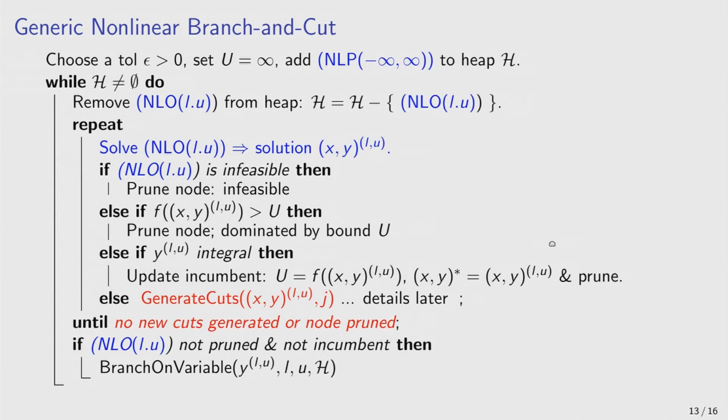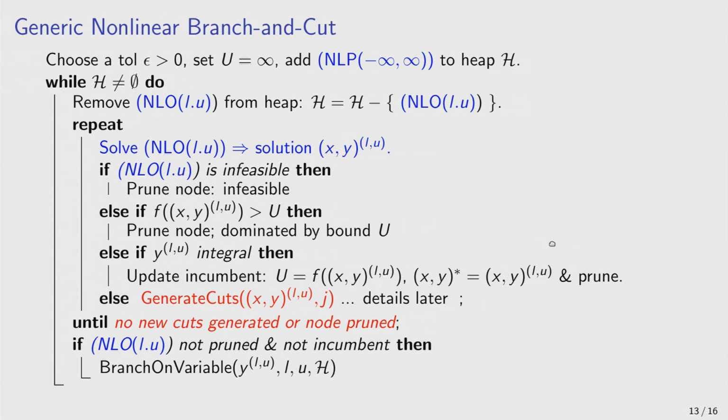And then, as long as this heap is not empty, I keep doing this double loop. So as long as the heap is not empty, I pick any problem from it. So the first problem that I pick is the continuous relaxation, because there's nothing else on it. That's the first problem that I placed there. So at the first iteration, I pick up this continuous relaxation. And guess what I do next? I solve this continuous relaxation, and I get a solution that I now label x, y with LU. So it corresponds to this particular choice of lower and upper bounds.